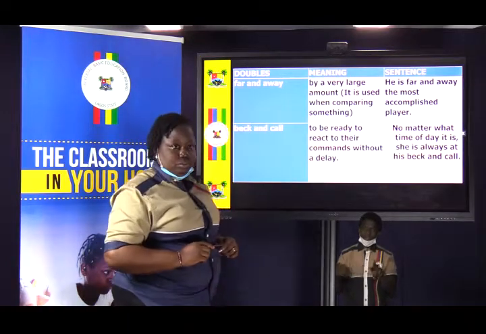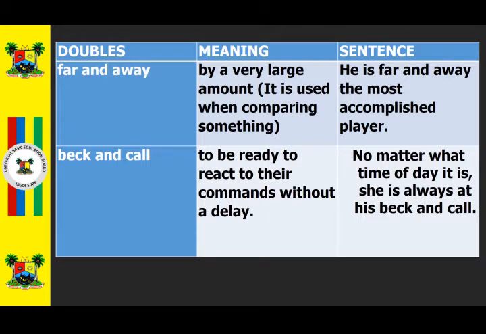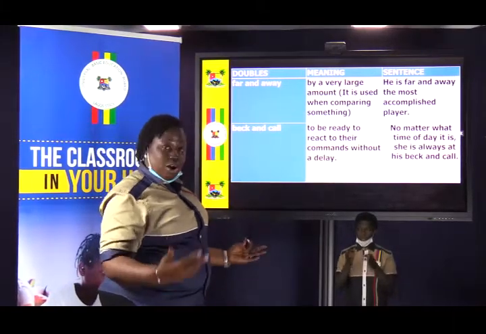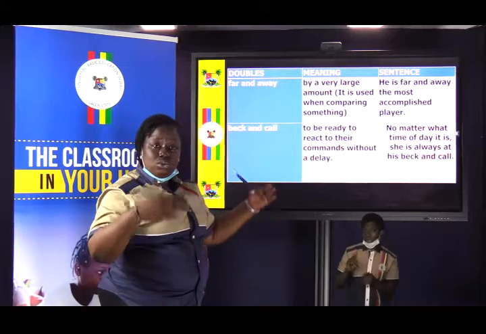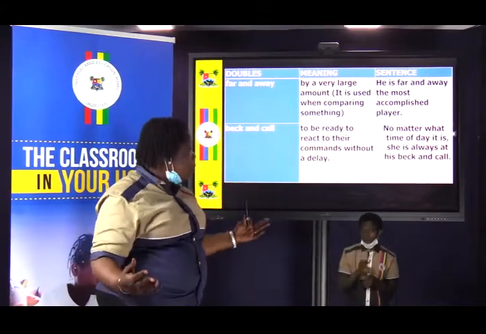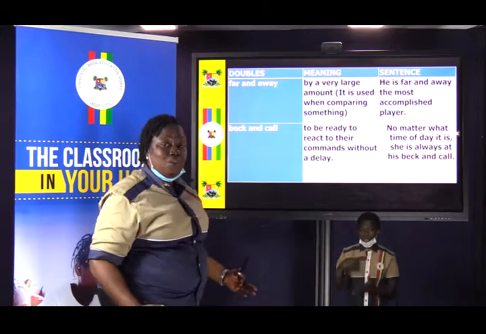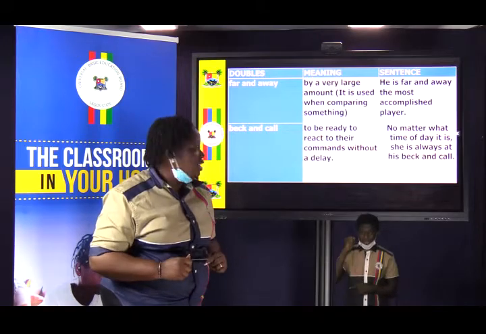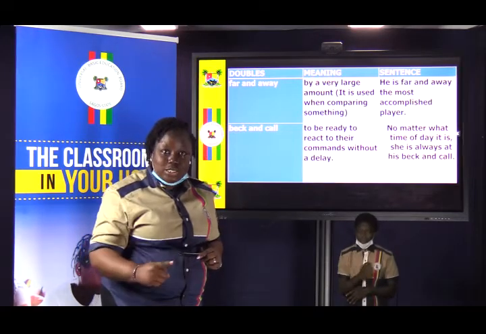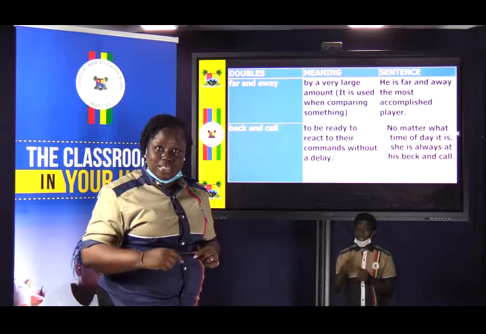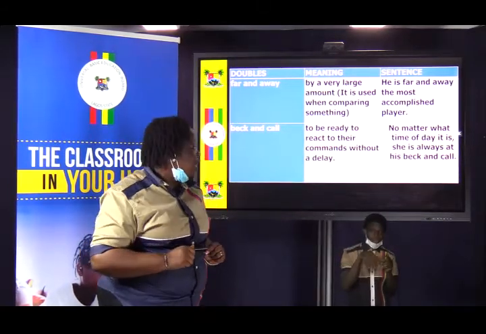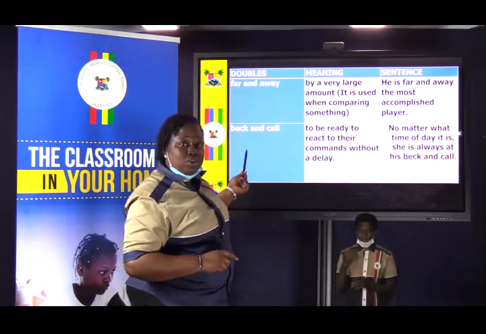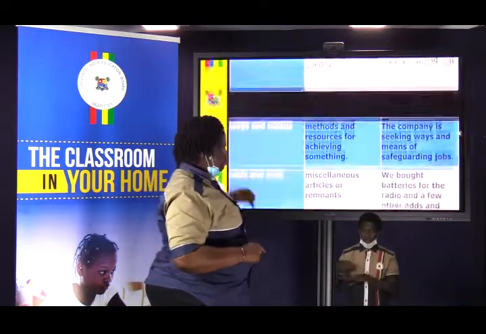Beck and call. Beck and call. To be ready to react to their commands without a delay. When we use the phrase beck and call, it simply means to be ready to react to the commands, to obey the commands without a delay. I am making an example now. No matter what time of day it is, she is always at his beck and call, always ready to obey the commands, always ready to run errands for him. She is always at his beck and call. So another example of doubles is beck and call. Are we together?